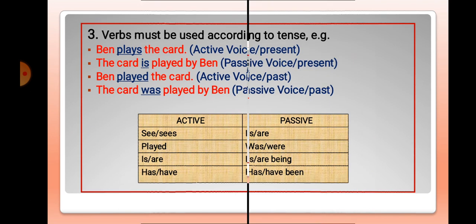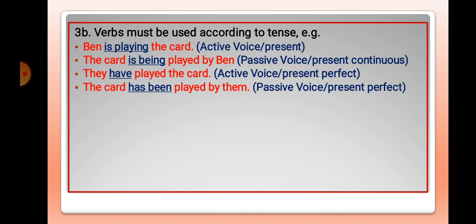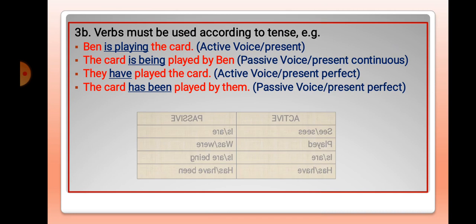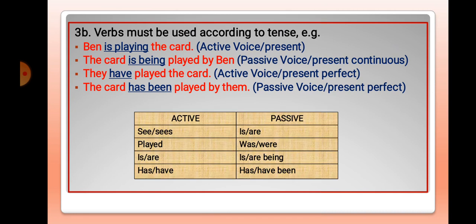Still on tenses of the verb in active and passive. Ben is playing the card. Active, present continuous. The card is being played by Ben. Present continuous passive. They have played the card. That is active present perfect. The card has been played by them.